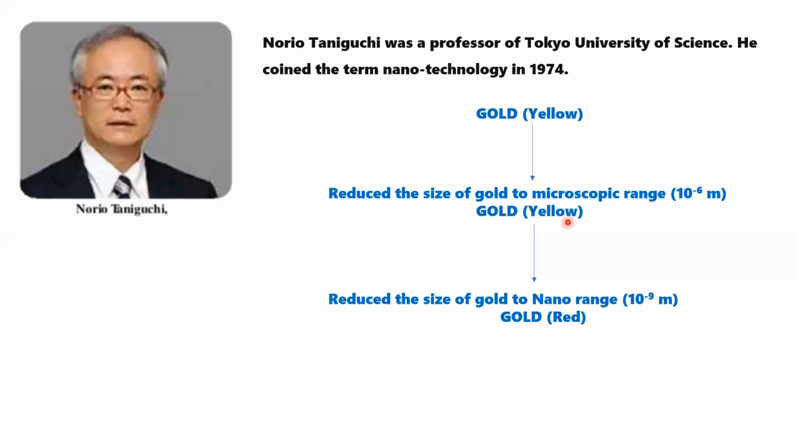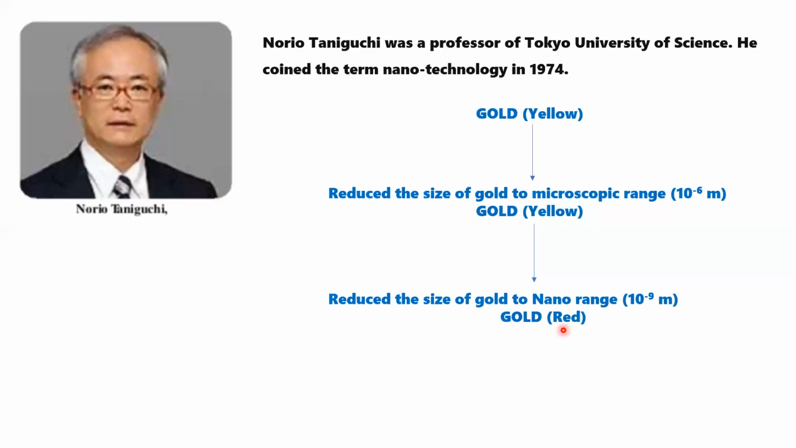He did not give up. He continued his experiment. In this context, he further reduced the size of the gold to the nano range, that is 10 to the power of minus 9 meters. At this range, strangely, the yellow color of the gold had turned to red.